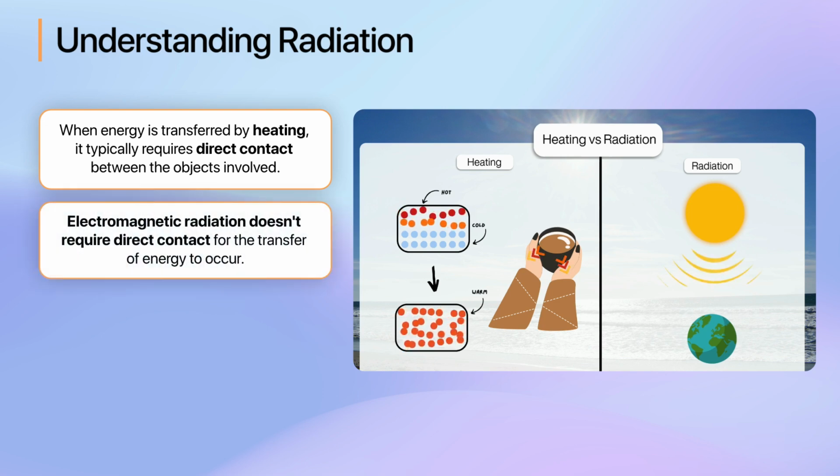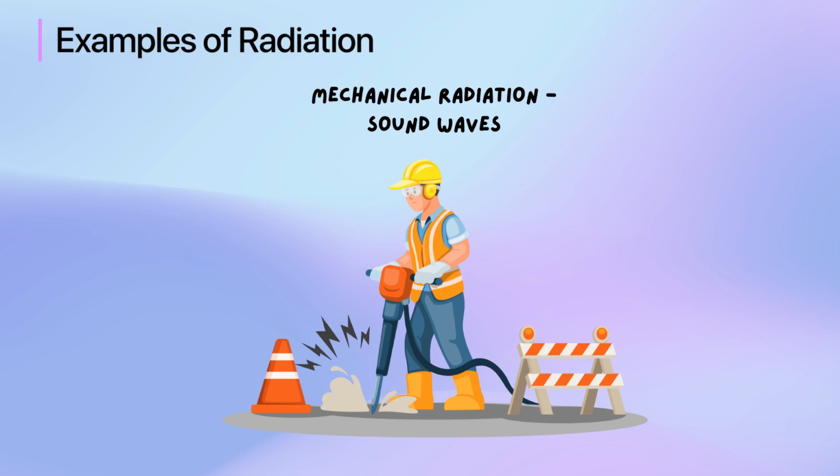In contrast, a remarkable aspect of electromagnetic radiation is that it doesn't require direct contact for the transfer of energy to occur. This is evident in our sunlight example. You can feel the sun's warmth even though the sun is millions of miles away. The electromagnetic light waves emitted by the sun can travel through empty space, reaching Earth and warming everything they encounter upon arrival. While we commonly associate radiation with electromagnetic waves like light waves, it's also vital to recognize mechanical radiation.